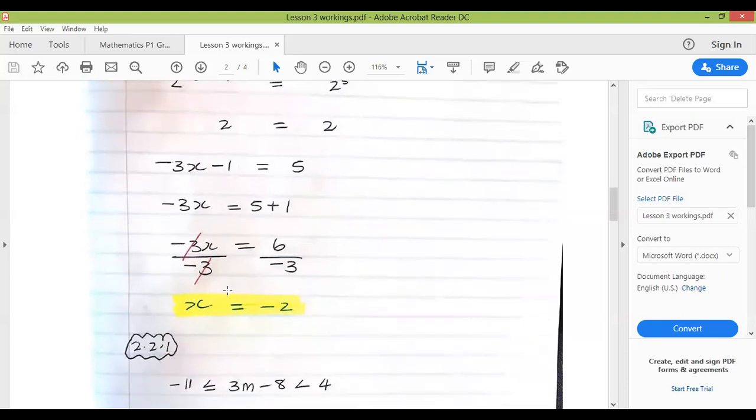Therefore, what the question said, you must solve for x, meaning now you must divide by -3 both sides. Guys, what you do on your left-hand side, you must do it on your right-hand side. Therefore, x is equals to -2, because 6 divided by -3 is -2. I hope it makes sense.